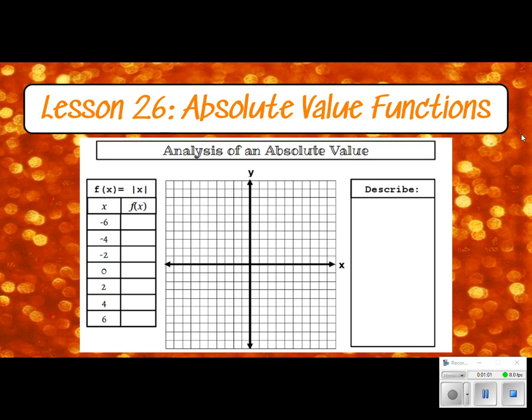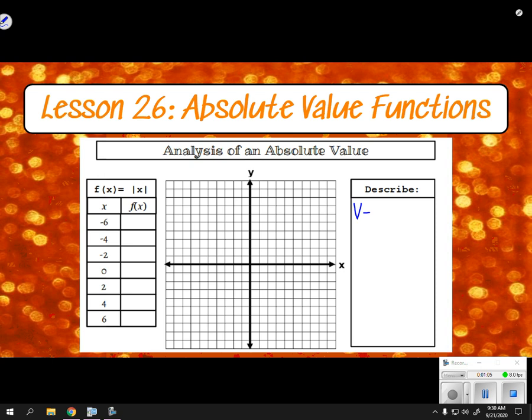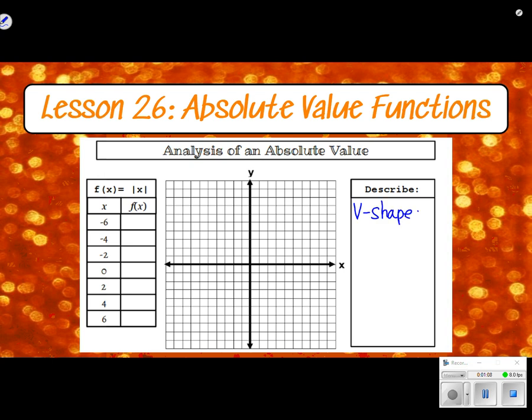All right, so analysis of an absolute value. You should know that these guys are V-shaped. What we're going to do is plug into our function a -6. So the absolute value of -6 is 6, and that corresponds to the point -6, 6. Now we're going to do the absolute value of -4, which is 4. So that's another point, -4, 4.